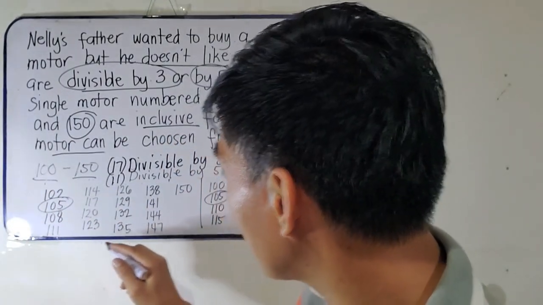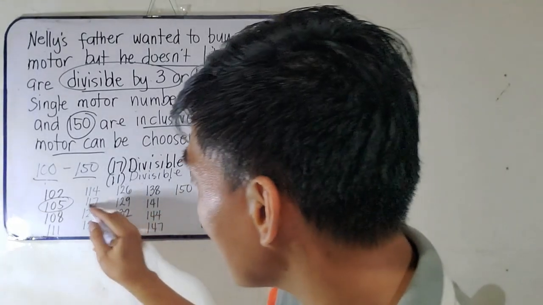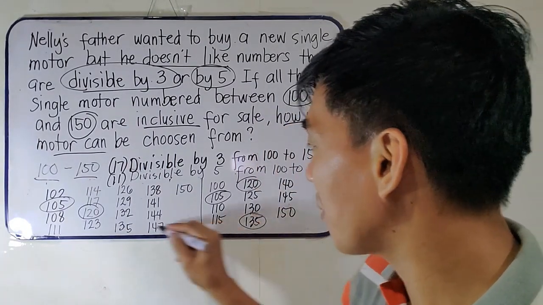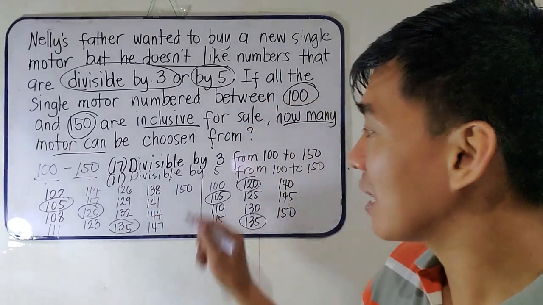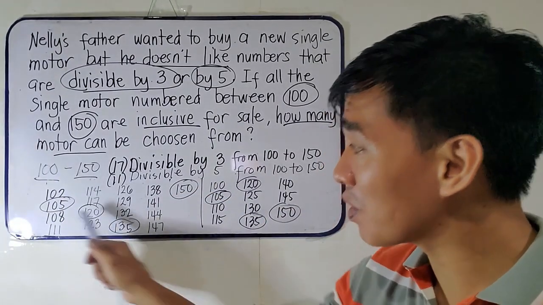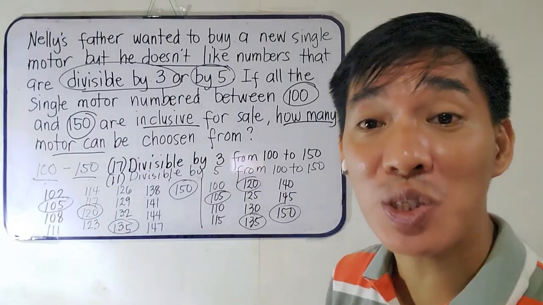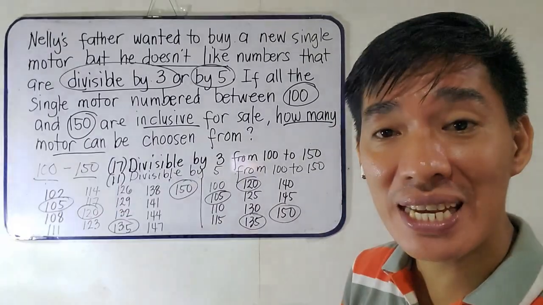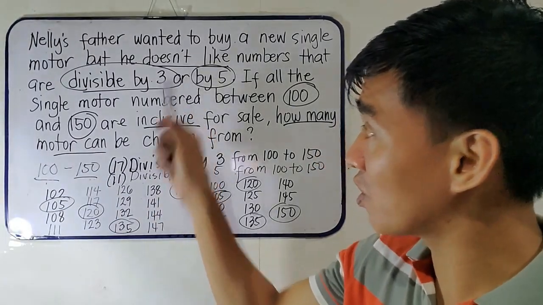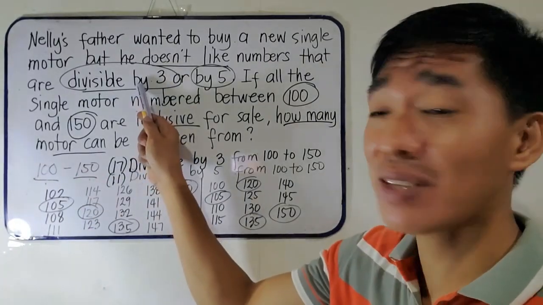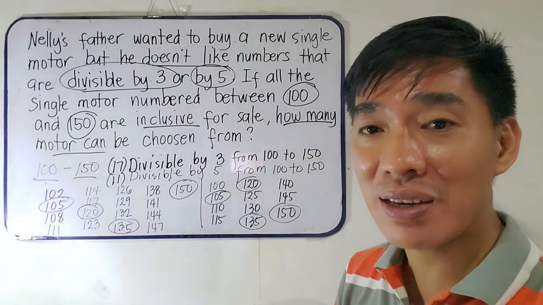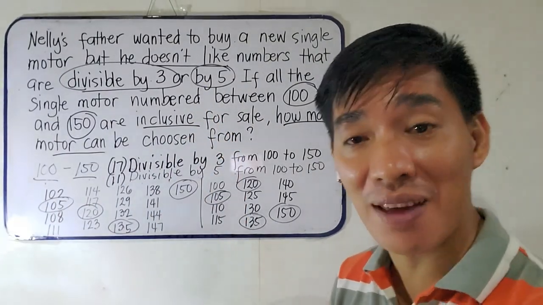then 120, and of course 135, and finally 150. Therefore, these 4 numbers were counted twice. They were counted in the 17 and also in the 11. But the question only says "or," so it simply means that if a number is already counted with 3, it need not be counted with 5, because it is already counted in the other group.